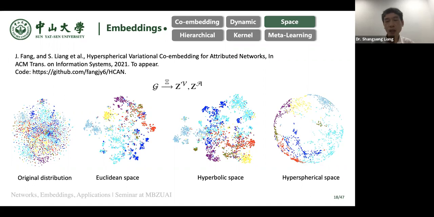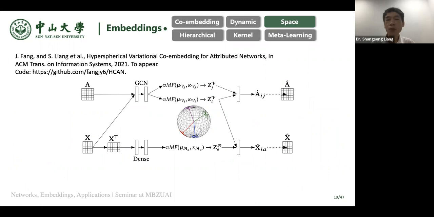We tried the hyperspherical space. And you can see if we map into the hyperspherical space, it performs better. This is the main contribution of this work. We try to analyze the distribution of the data and model the data into a good distribution, a good space. So the contribution of this paper is mainly focused on selecting a good space to model the data.